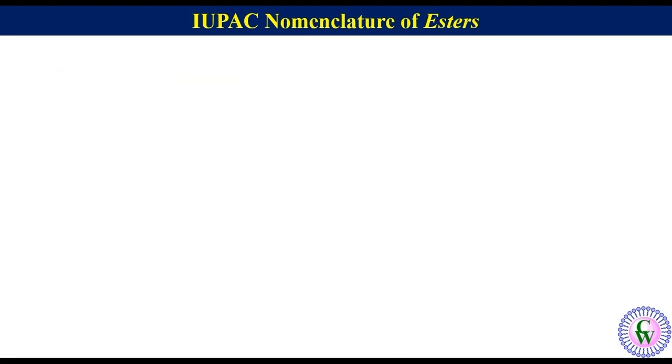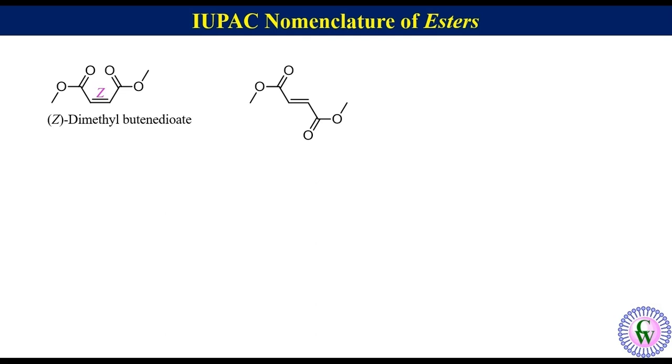Examples of diesters with double or triple bond. Dimethyl maleate. Here the two R prime groups are methyl. It has 4 carbon atoms in the parent chain with a double bond having Z configuration. So it will be named as Z dimethyl butenedioate. Dimethyl fumarate. It is the geometrical isomer of dimethyl maleate having E configuration. So it will be named as E dimethyl butenedioate.